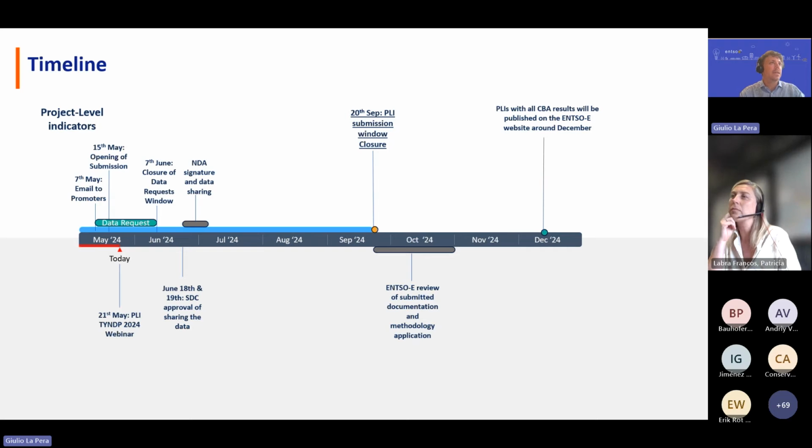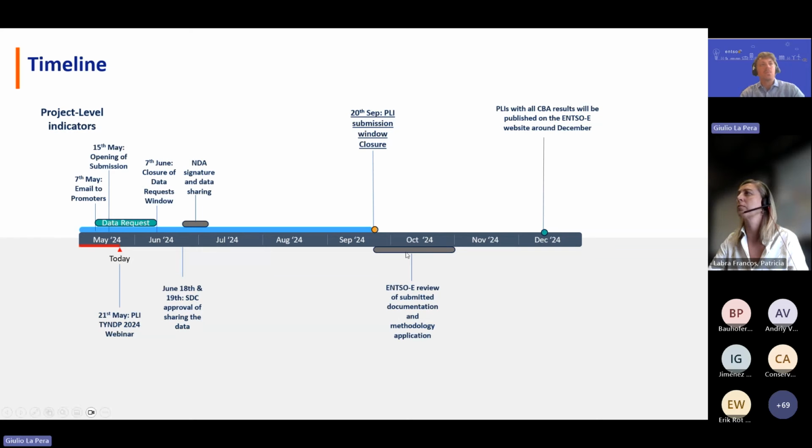After the end of the submission window, after the 20th of September, we will review the submitted documentation and the methodology, checking that the methodology described in the CBA and in the CBA implementation guidelines is respected. So we might come back to you with some questions, asking for more details on the study you have performed.